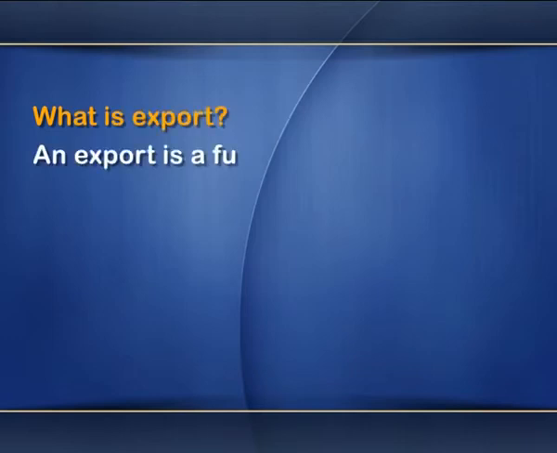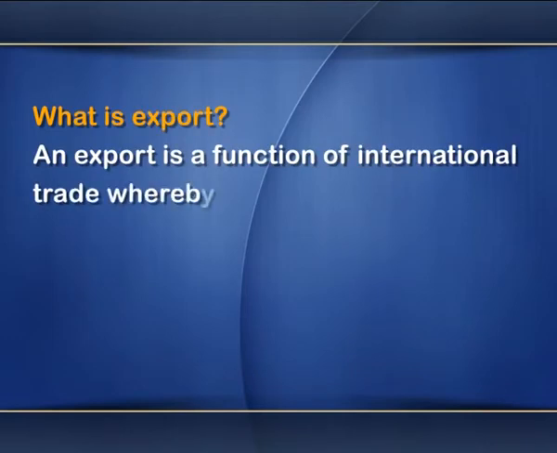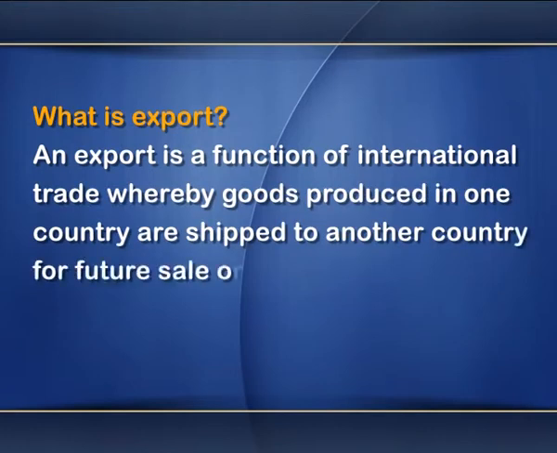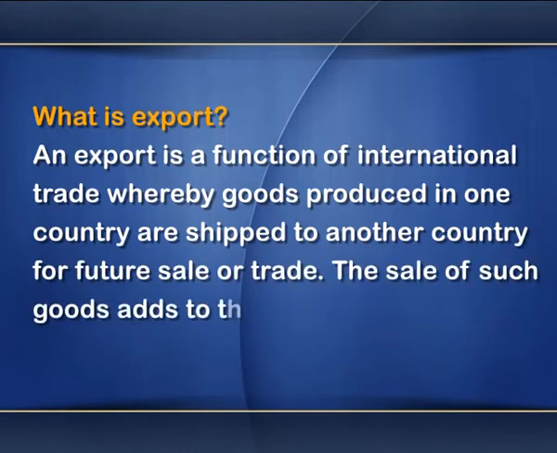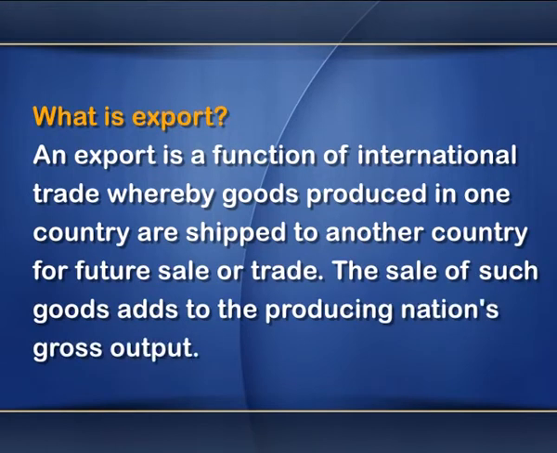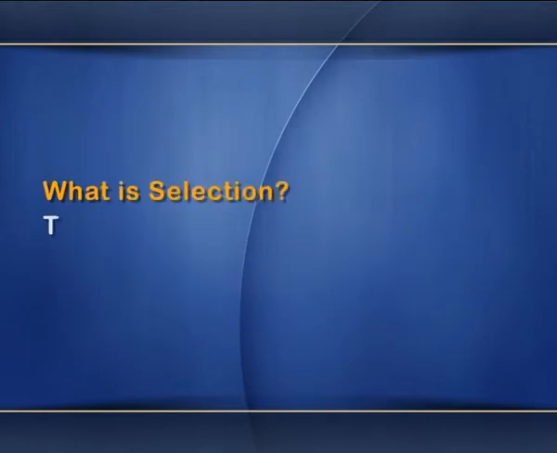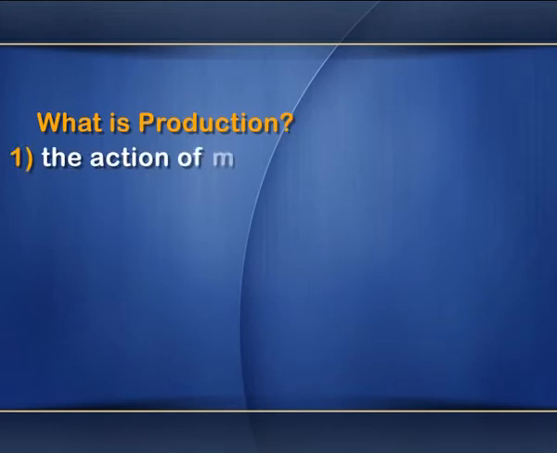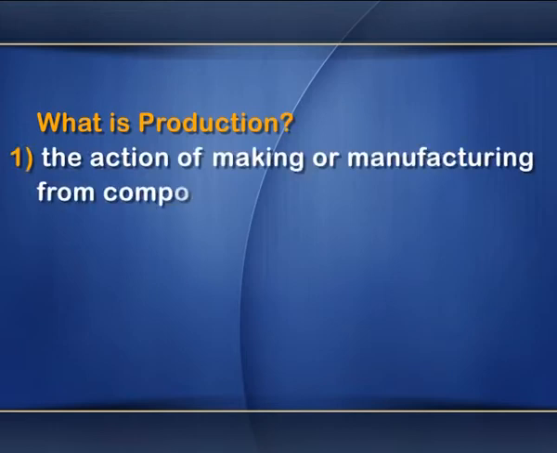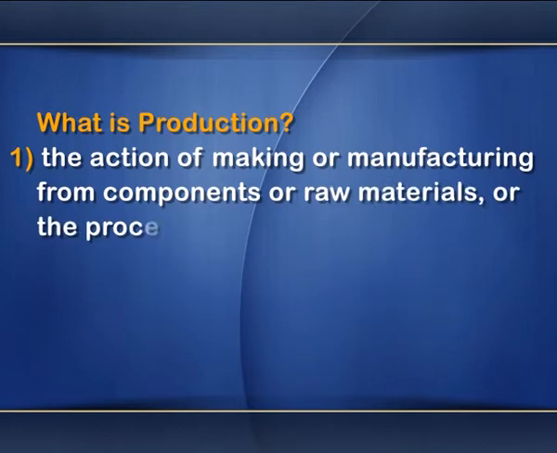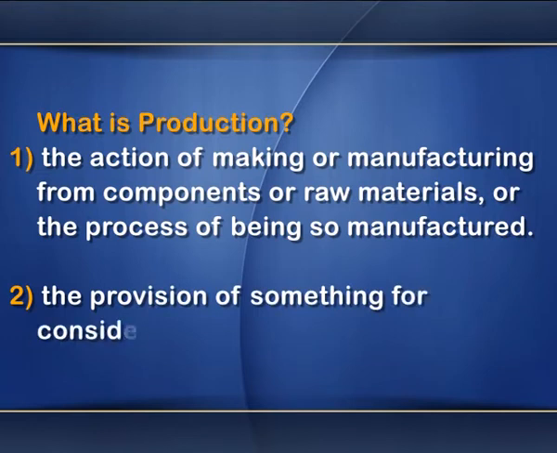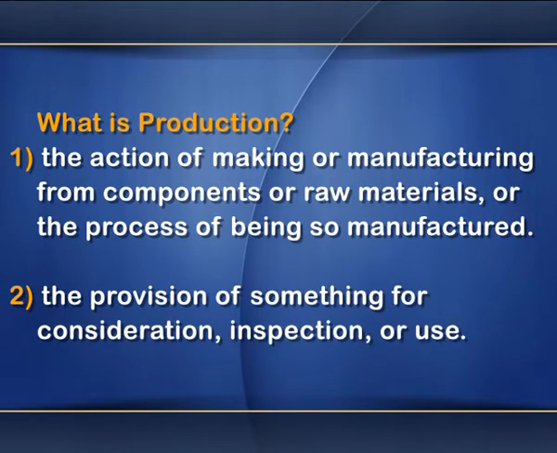What is export? An export is a function of international trade whereby goods produced in one country are shipped to another country for future sales or trade. The sales of such goods add to the producing nation's gross output. What is selection? The act of choosing something or someone from a group. What is production? The action of making or manufacturing from components or raw material, or the process of being so manufactured. Or it could be provision of something for consideration, inspection or use.